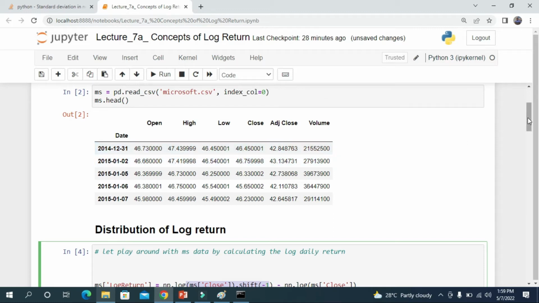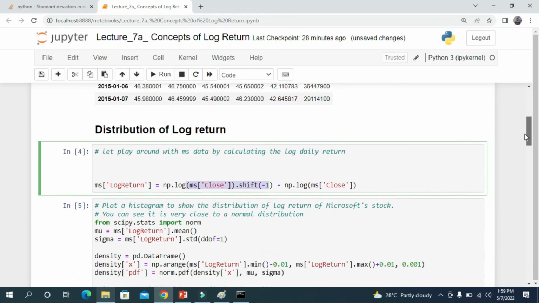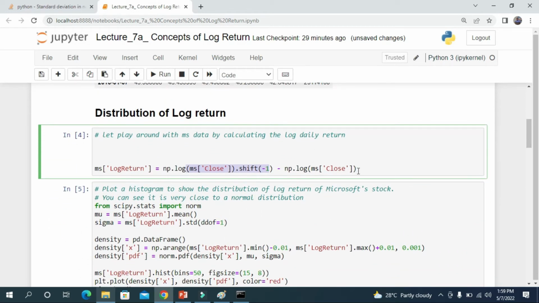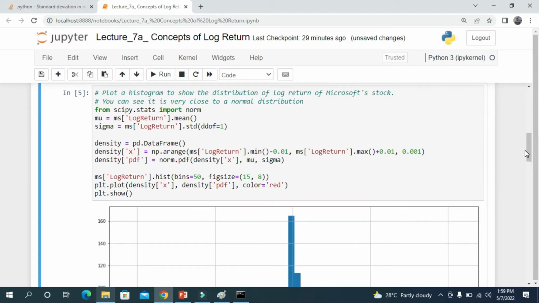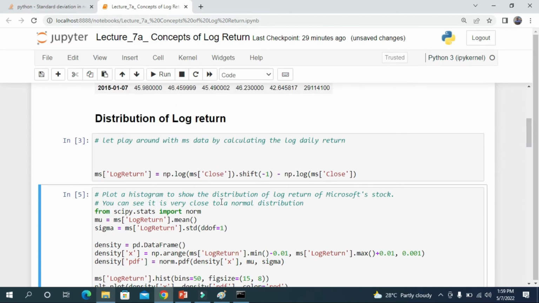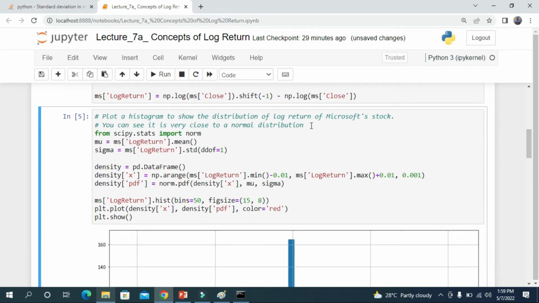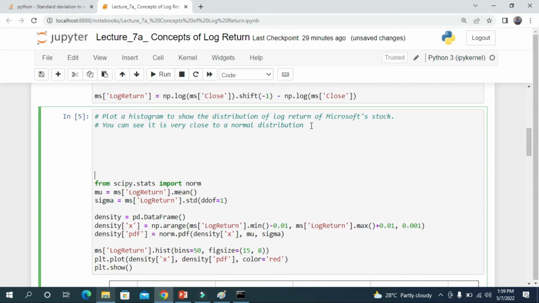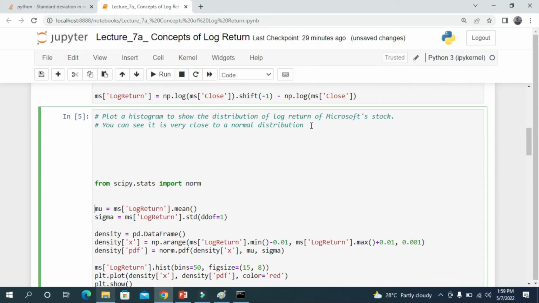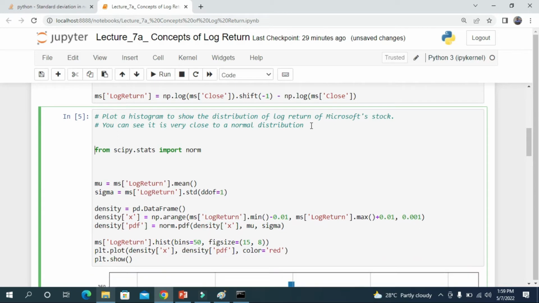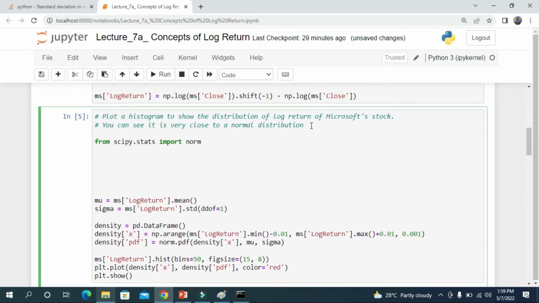I have already given the concept in lecture 3, so it should not be a problem to understand. And here it is the original close column without any shift, so this will calculate the log return and it will make a new column, and this column consists of log return. Now I am running it, and after running it, it has run. Now the second thing is I want to see whether it is near to normal distribution or not. So first of all, I have imported a function norm from the SciPy library. Okay, it is for normal distribution.